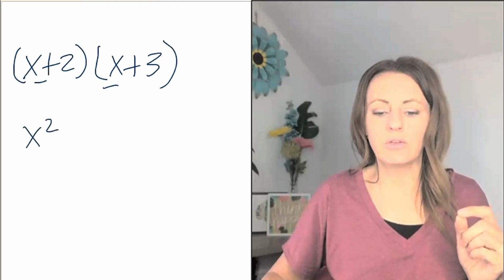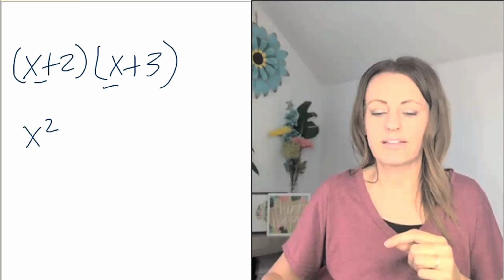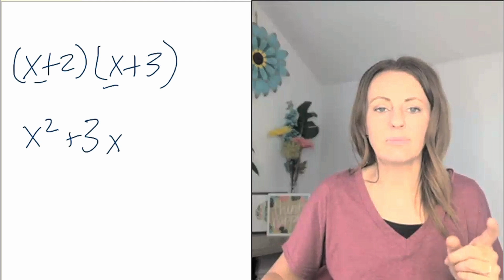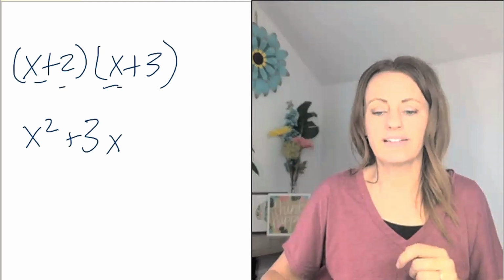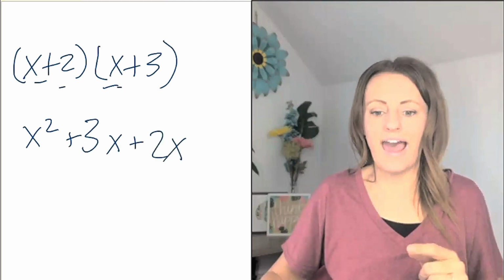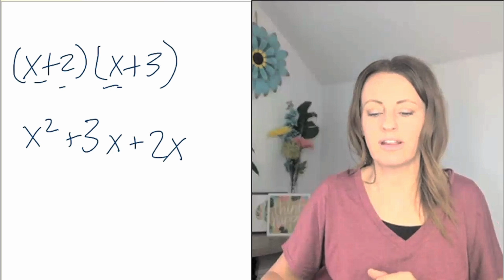O, outside, you multiply the outside terms. So x times 3 is 3x. Inside would be the inside terms, so the 2 and the x, it's 2x. And then last would be the last terms, so 2 times 3 is 6.